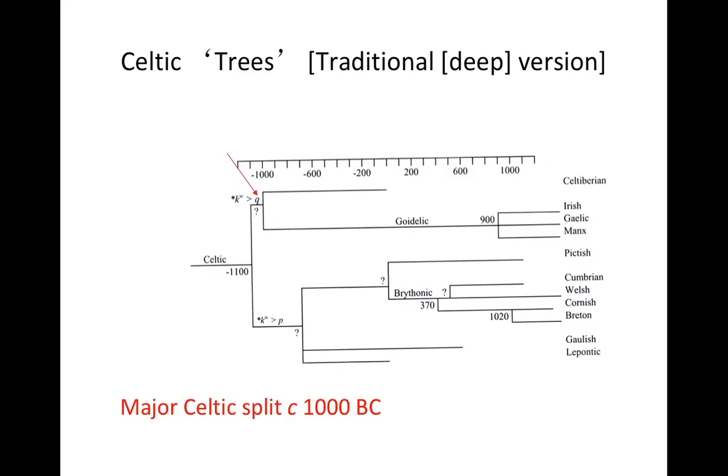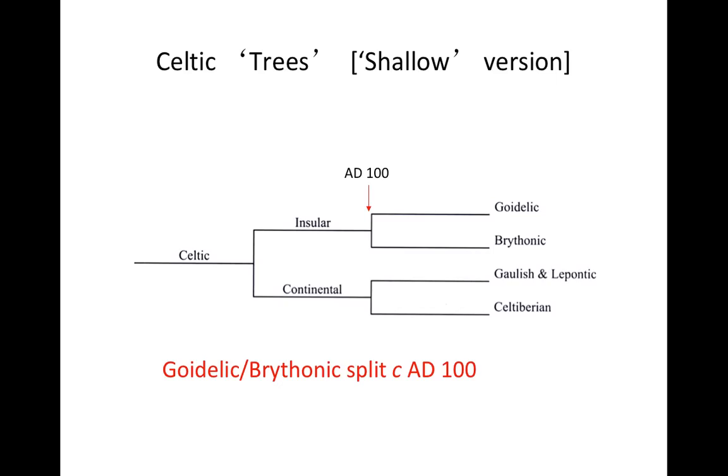Generally, linguists, before the genetic evidence was brought in, believed that the Celtic languages' basic split into their different groups occurred traditionally maybe around 1000 BC. There is a school of thought that argues it could have been even a lot later than that. The split between Goidelic, that is Irish, and Brittonic, which becomes Welsh, may have only occurred 2,000 years ago, about AD 100.